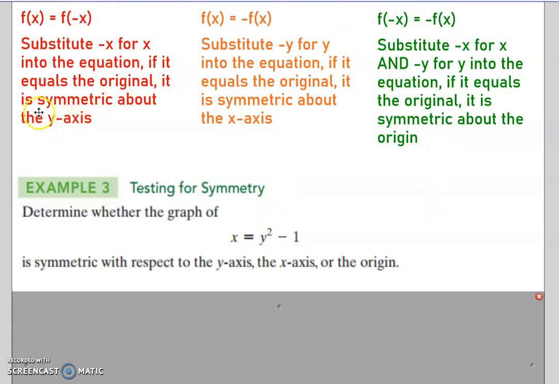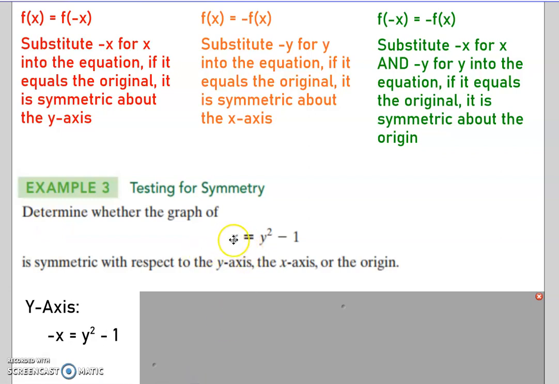Okay, first let's test y-axis. So in order to test something is symmetric in the y-axis, okay, what do I have to do? Substitute negative x in for x. So let's go for it. I take this x and I substitute in a negative x. And that's all. There's no simplifying that I can really do. Okay, and then I just compare. Okay, and it says if this equation equals the original, then it's y-axis symmetric. Are those two the exact same? No, right? They are not. So it is not y-axis symmetric.